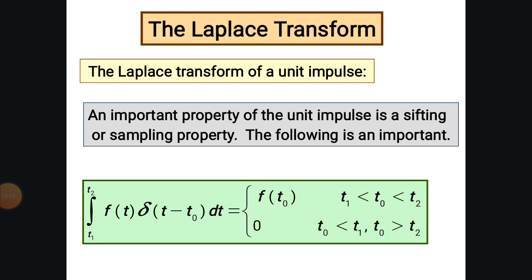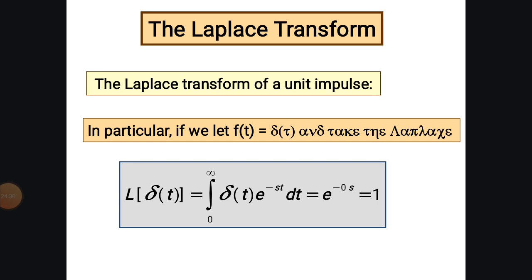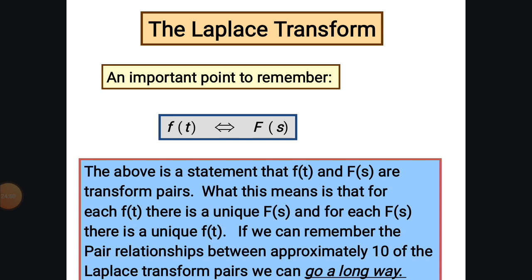Next, an important property of the unit impulse is the shifting or sampling property. The following is important in case of integration, that property is given to you. In particular, the Laplace of delta of t, that is the Laplace of the unit impulse function, is equal to 1.